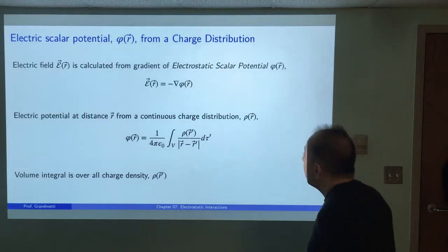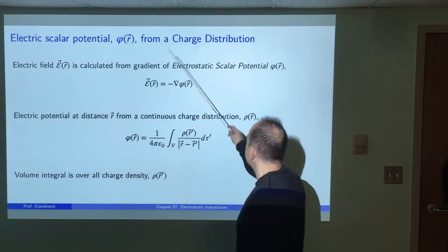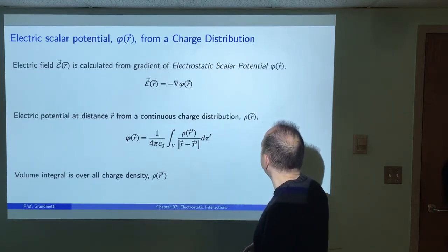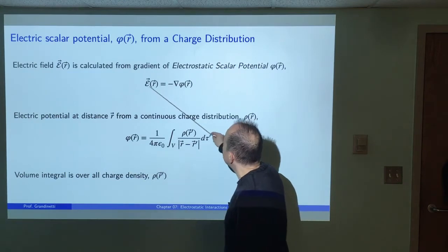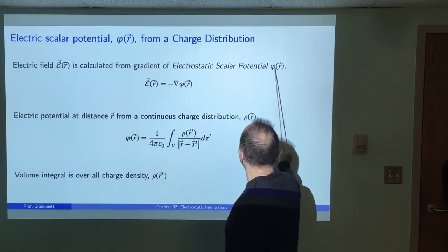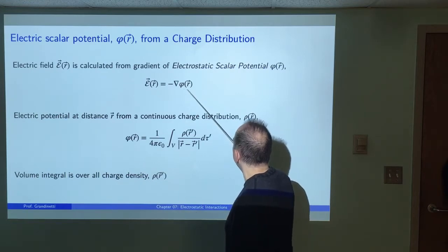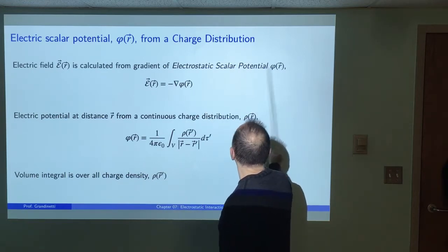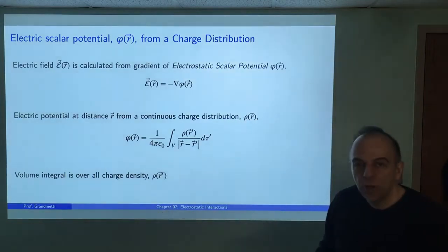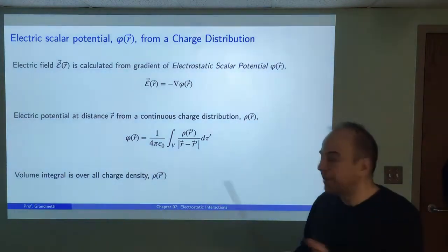Now, from this expression, we can also derive something called the electrostatic scalar potential. Just to remind you, the electric field vector can be derived from a quantity called the electrostatic scalar potential by taking the gradient of that scalar field and then the negative of that. So this is analogous to what we learned with forces and potential energy.